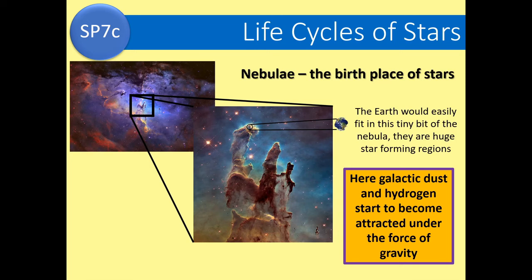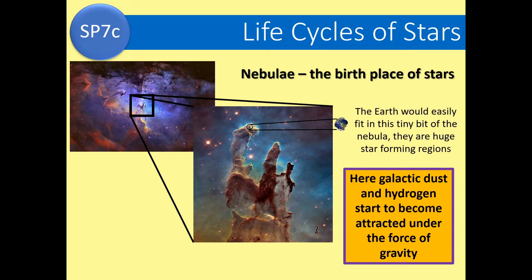So all stars started out in what's called a nebula. These are large regions of galactic dust and hydrogen that attract each other under gravity. So these clouds of dust and hydrogen are attracted together by gravity. They get closer and closer together, and soon they form what will become a star.